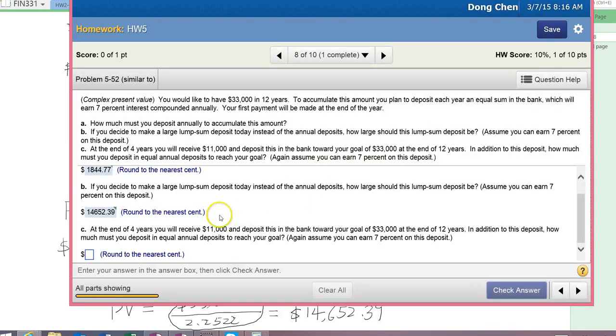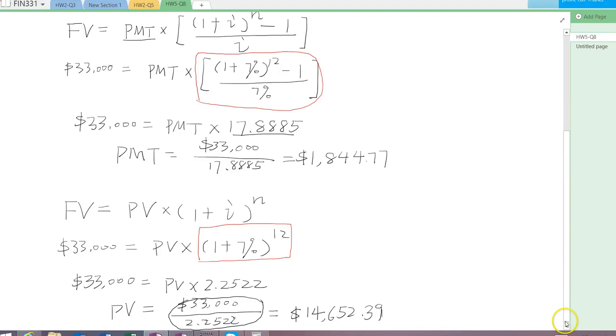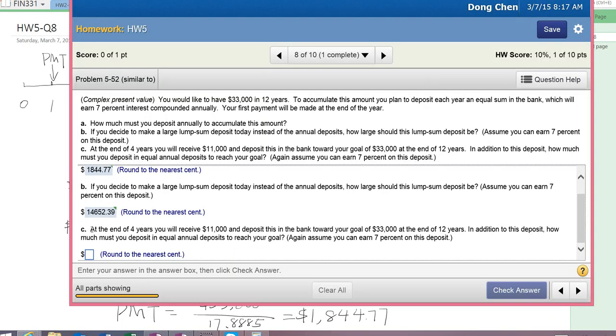Yes, good job. So the final part C actually is the most difficult part, and I have to go through the first two parts to get you there. So let me read it out. At the end of 4 years, you will receive $11,000 and deposit this in the bank toward your goal of $33,000 at the end of 12 years. In addition to this deposit, how much must you deposit in equal annual deposits to reach your goal? Again, assume that you can earn 7% on this deposit.